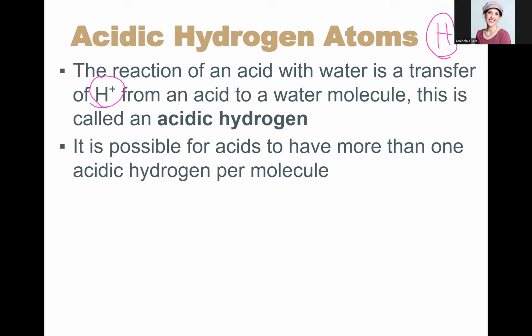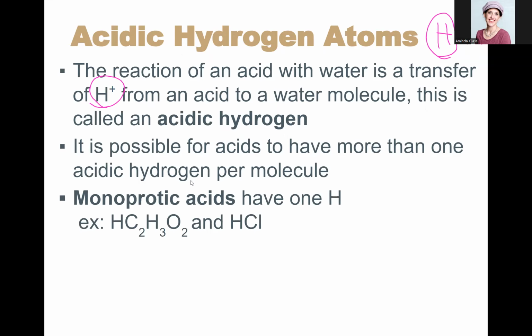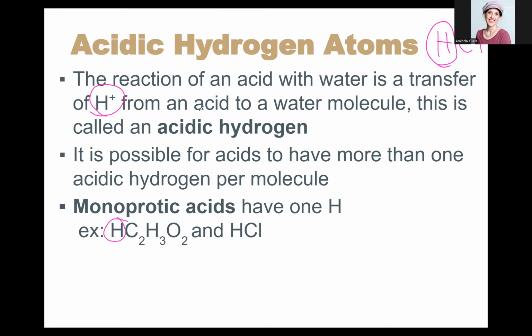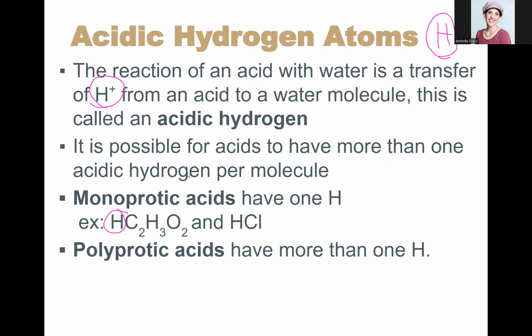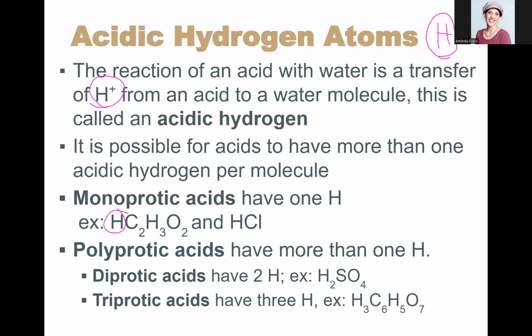Now, it's possible for acids to have more than one acidic hydrogen per molecule. Monoprotic acids have one hydrogen in front. Diprotic acids have two, and polyprotic is just a general term for having more than one hydrogen. Polyprotic acids include diprotic and triprotic acids.